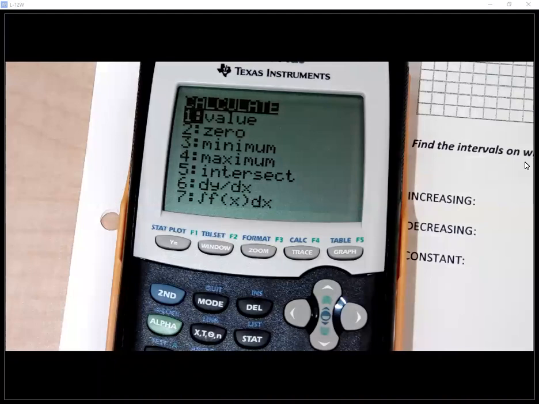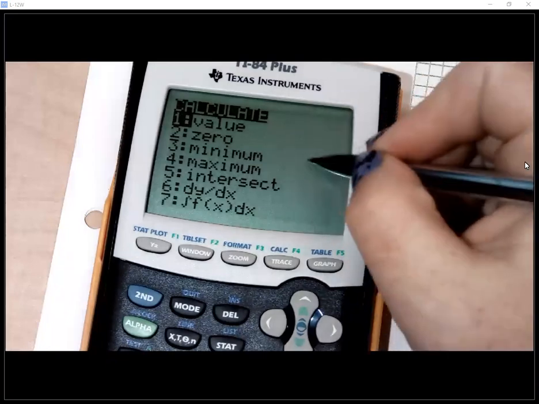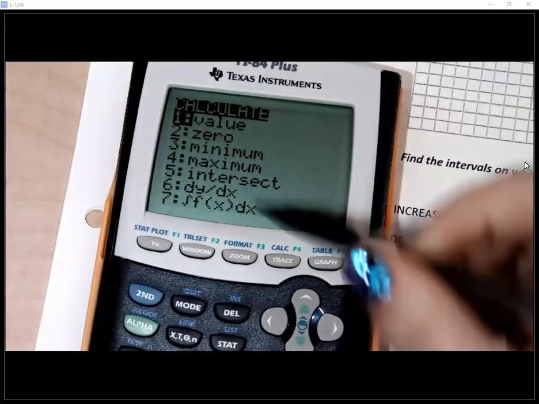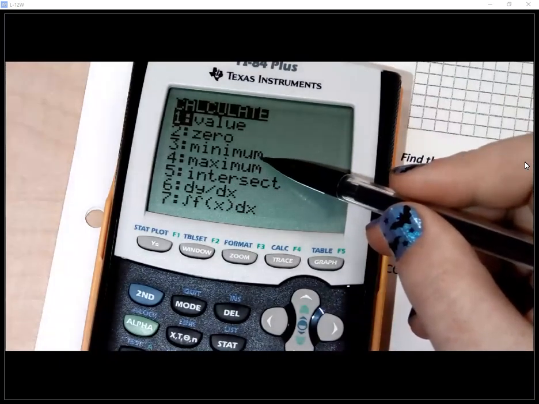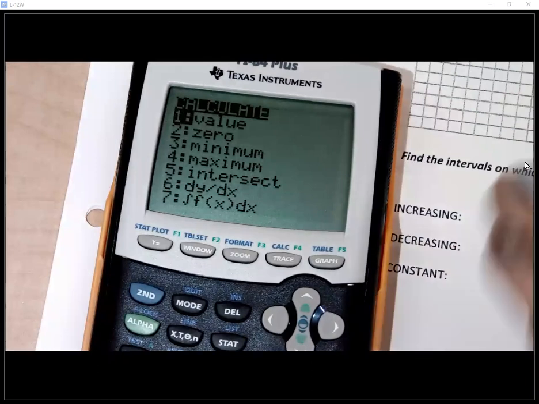It's a minimum, right? Because ours was a parabola, a U shape. So at the very bottom of that U shape is a minimum. So I'm going to go ahead and choose choice 3 because I want to figure out the minimum value, the lowest point where it kind of bottoms out there. That's what I'm looking for right now. So I'm going to choose choice 3, minimum.